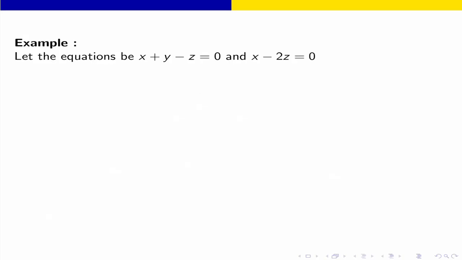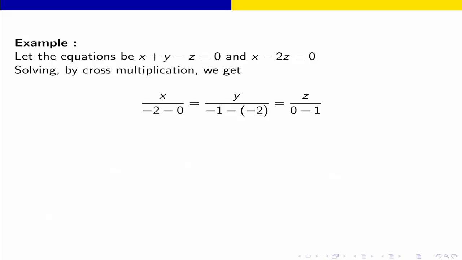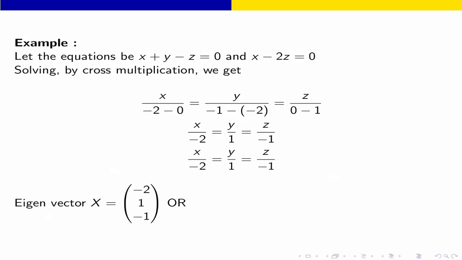Let the equations be x plus y minus z equal to 0 and x minus 2z equal to 0. So we can use the cross multiplication method. Replace a1, b1, c1, a2, b2, c2. So we will get this case. Therefore the eigenvector is minus 2, 1, minus 1, or we will get 2, minus 1, 1, or both are similar.